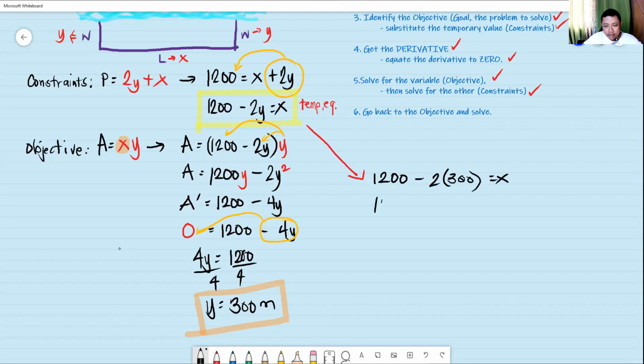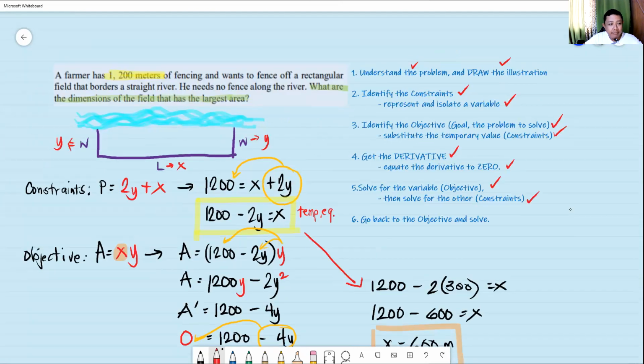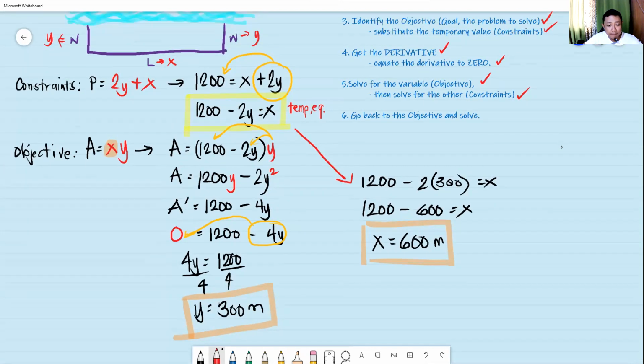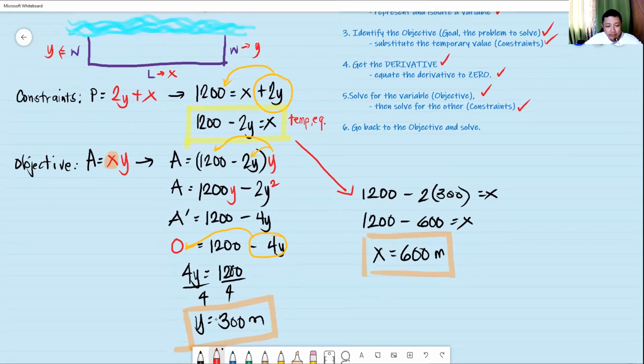So therefore 1,200 minus 600 is equal to x. Subtract, x will be equal to 600 meters. Wow, that's it. So we are done with that one. And finally, go back to the objective and solve. We're actually solving for the dimensions, which is x and the y, the 600 meters and the 300 meters.